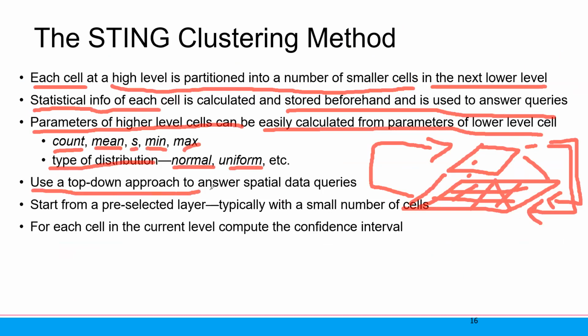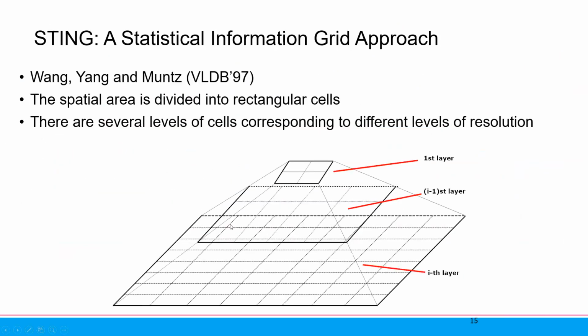Most approaches use the top-down approach to answer spatial data queries. It starts from a pre-selected layer, typically with a small number of cells. If you have a very huge cell like this one, you can select, maybe I want to focus on this cell. Then you can start to analyze using this cell.